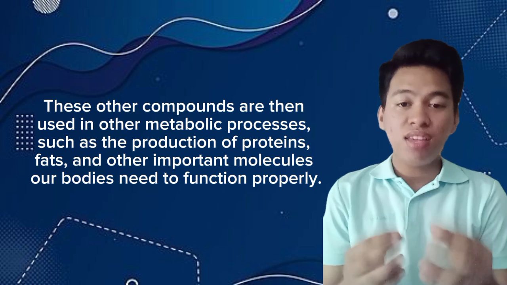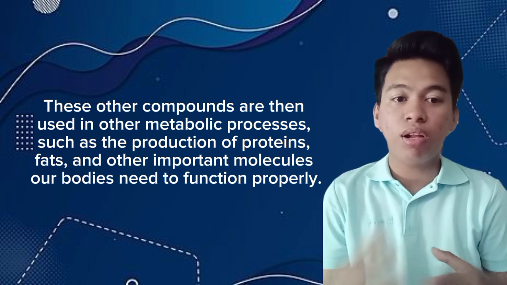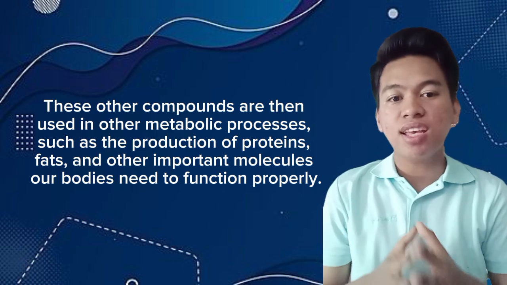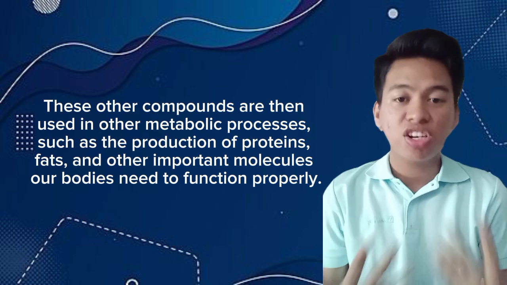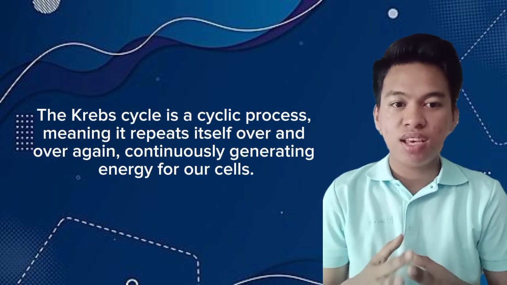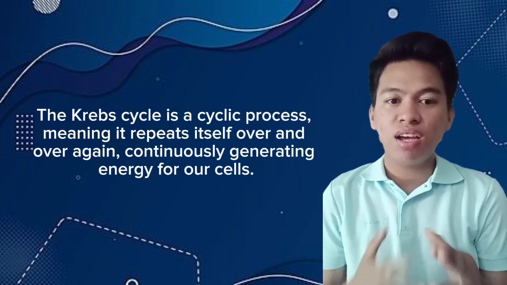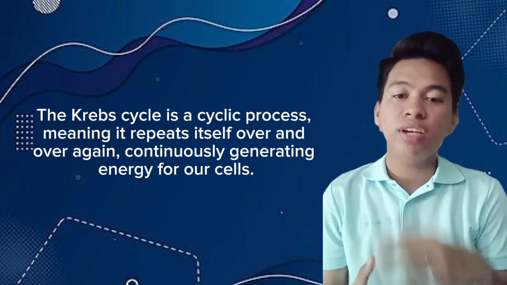These other compounds are then used in other metabolic processes, such as the production of proteins, fats, and other important molecules that our bodies need to function properly. The Krebs cycle is a cyclic process, meaning it repeats itself over and over again, continuously generating energy for our cells.